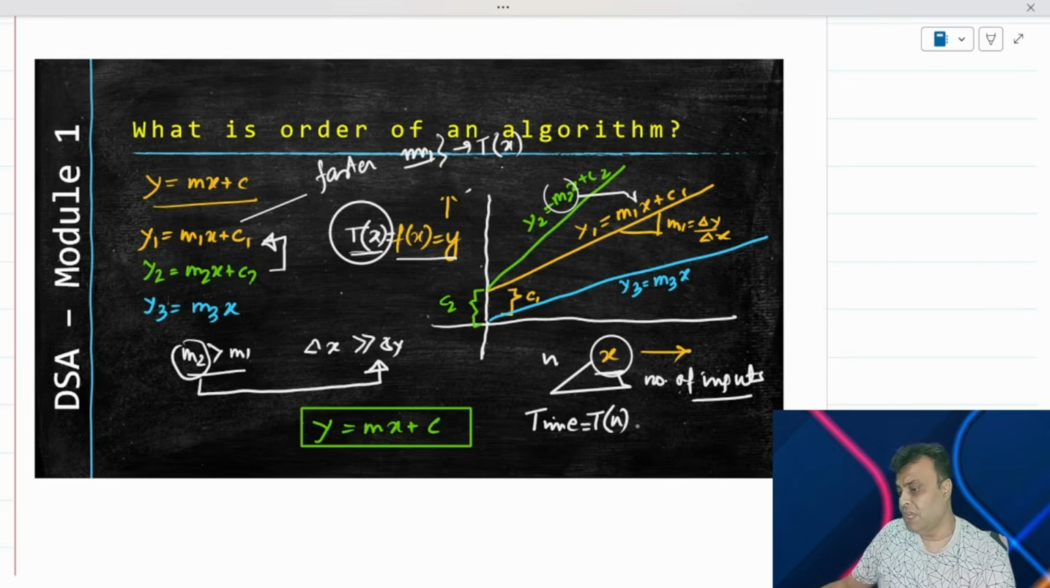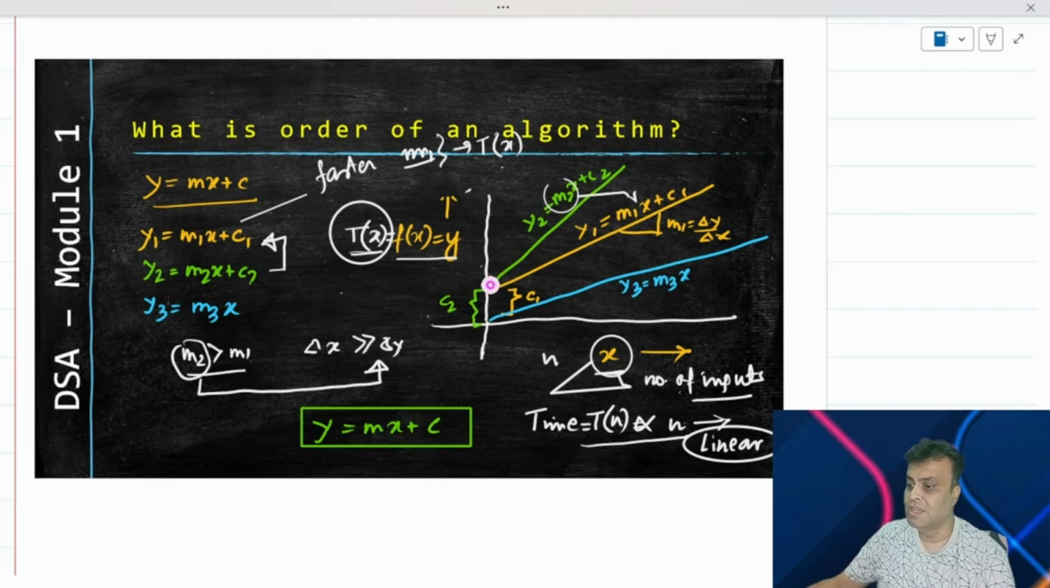So can I say the time tn that is taken by an algorithm is basically a function of, or directly proportional to, my n? Directly proportional to the number of inputs in a linear manner. And this word linear is very important here. Everybody is dependent on x, but in a linear manner. The more you increase n, the more your time will increase in a linear manner. I am not saying that it will go in a parabolic manner.